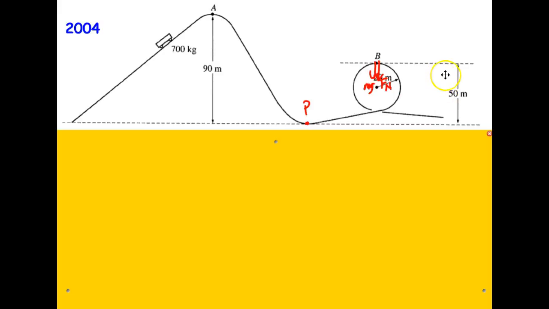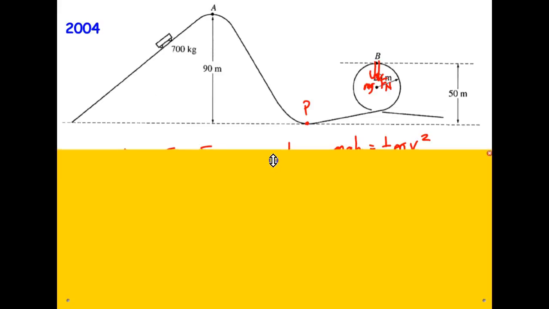A1. Indicate on the figure the point P at which the maximum speed of the car is obtained. Of course, you would label the bottom of the hill as the fastest spot for which the car would be going. Part 2. Calculate the max value V max of this maximum speed.